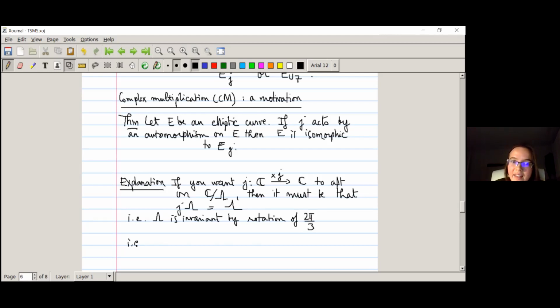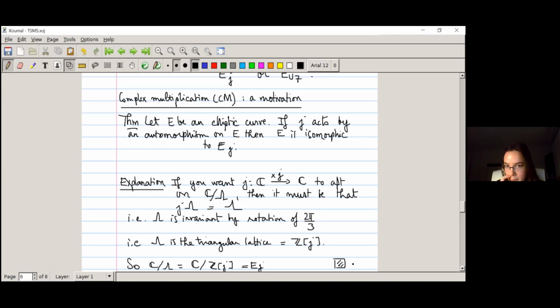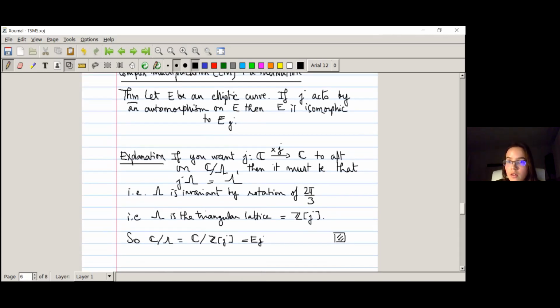And there's only one lattice that's invariant by the rotation of 2π/3. It's the triangular lattice, which is the lattice generated by J. So C quotiented by lambda is C quotiented by Zj, which is Ej, as defined before. So you see, for multiplication by J, you have no choice for lambda. You only have one solution.